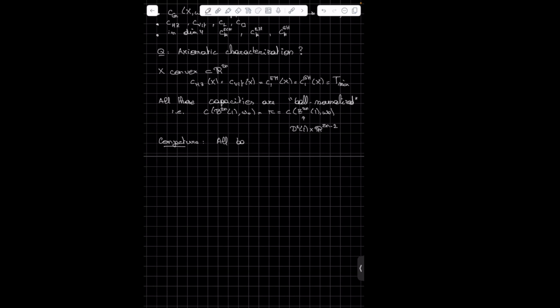So, do all ball normalized capacities agree on centrally symmetric convex domains in R^2N?